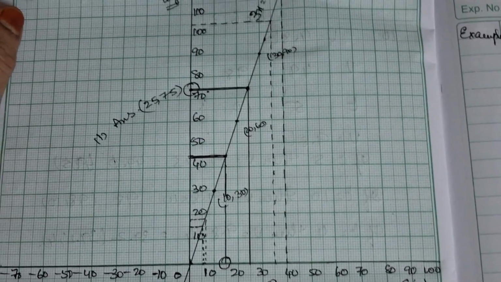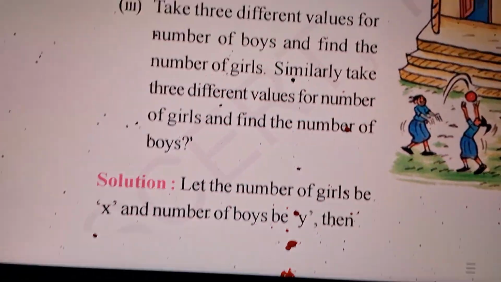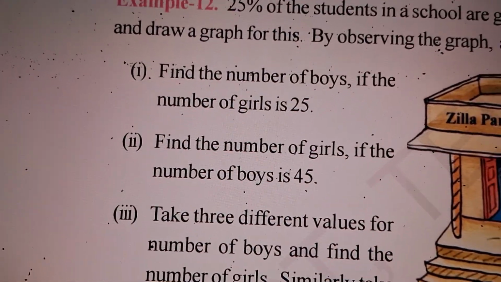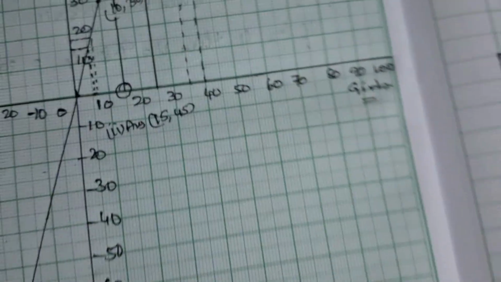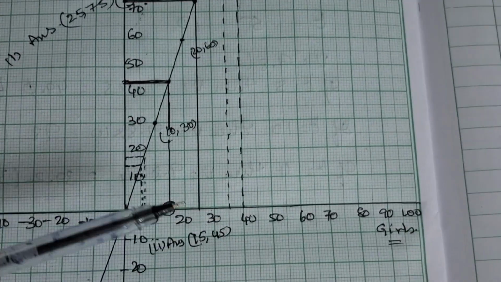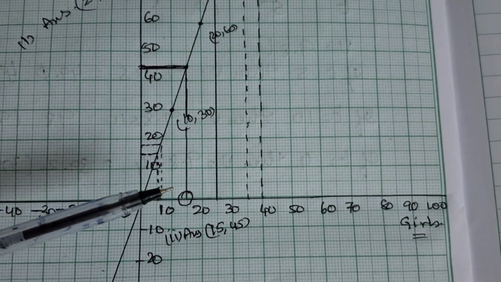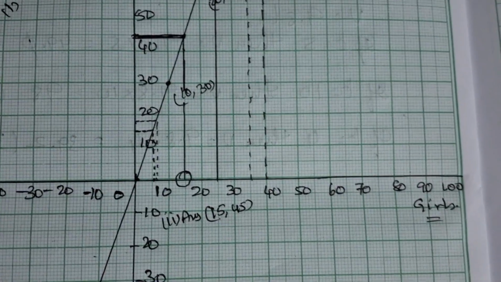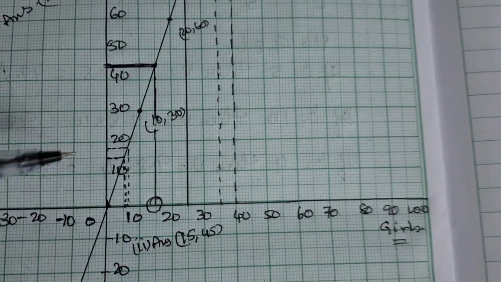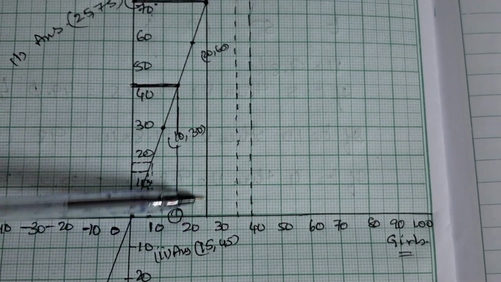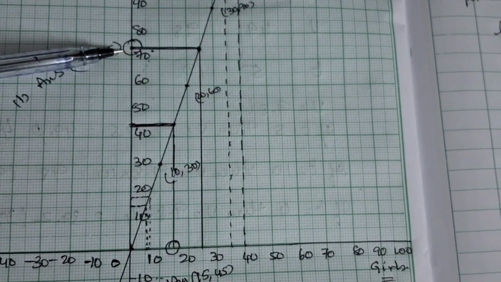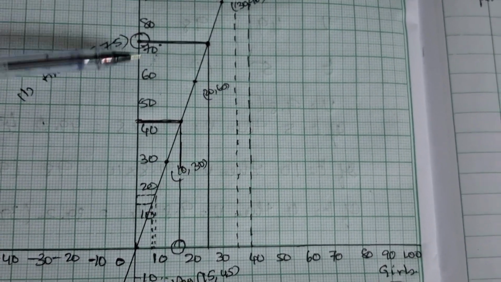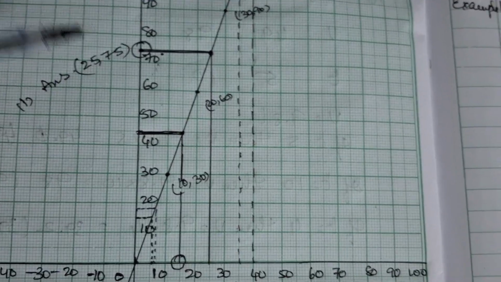Now afterwards let us see the questions that they have given. The first question given here is, find the number of boys if the number of girls is 25. That means, see, here I have taken girls and here I have taken boys. Find the number of boys when the number of girls is 25. See, this is 25, between 20 and 30. When I touch the line that I have got, what is the value that I have got? 75, between 70 and 80, this is 75.